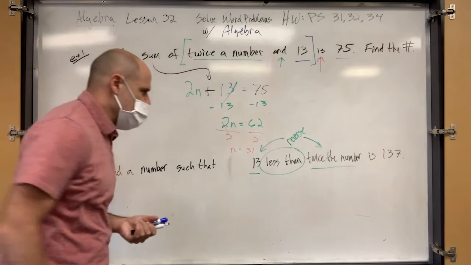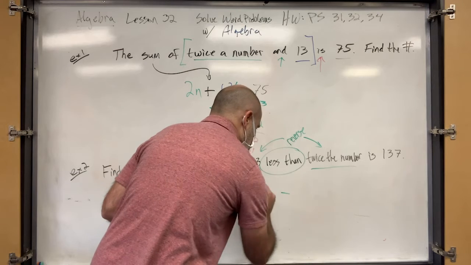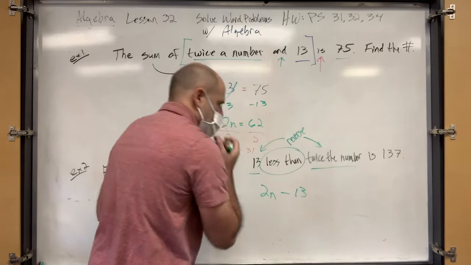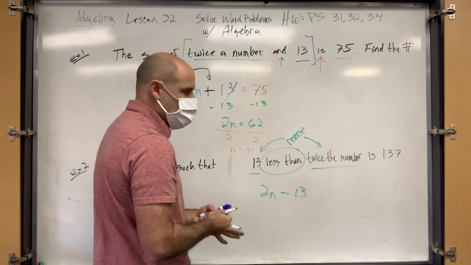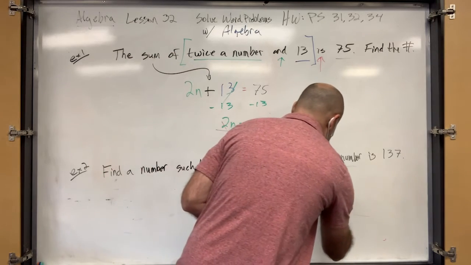13 less than twice the number. So 2n goes here, minus 13 goes there. That's good. And then how do you say "is 137"? Equals 137. Perfect.